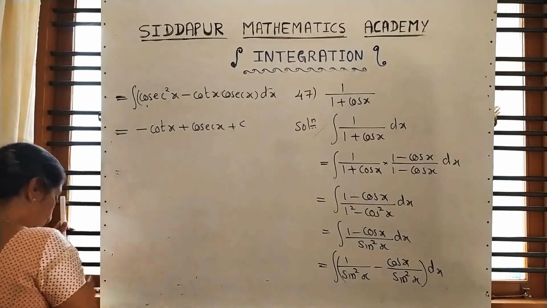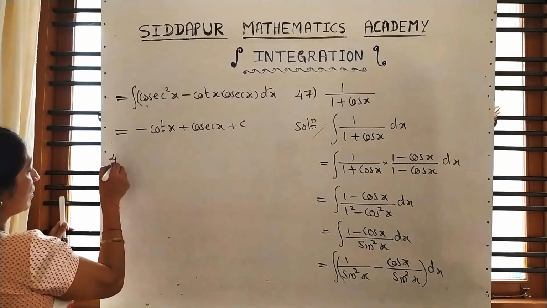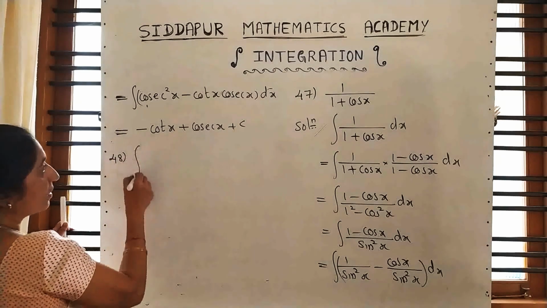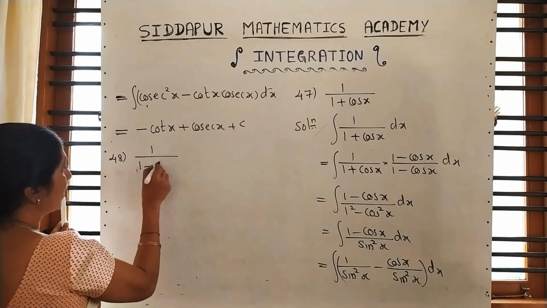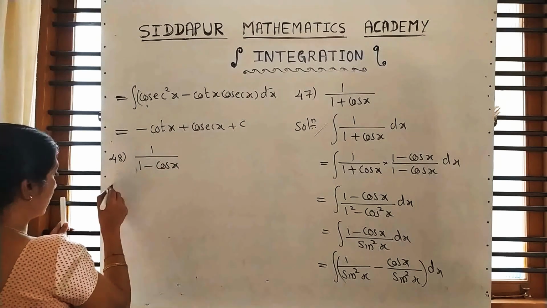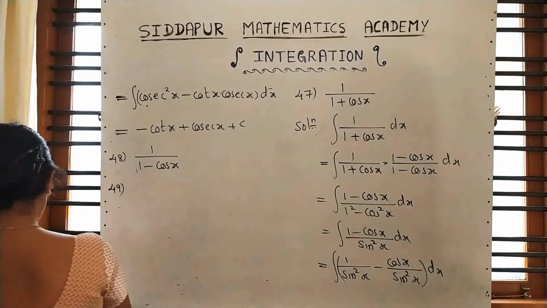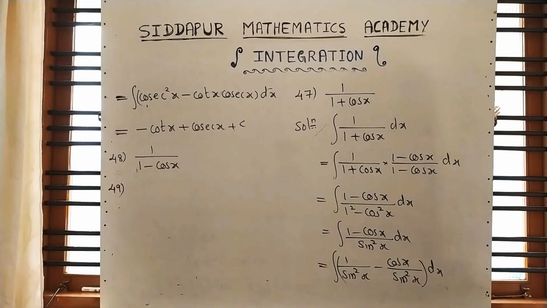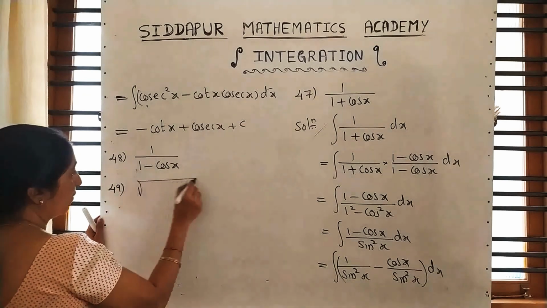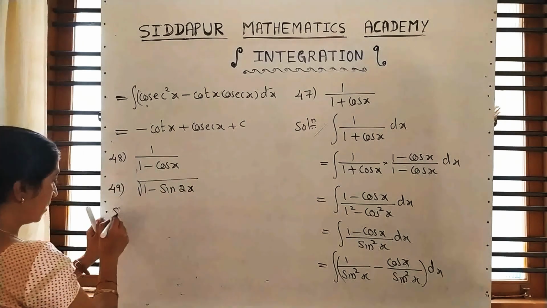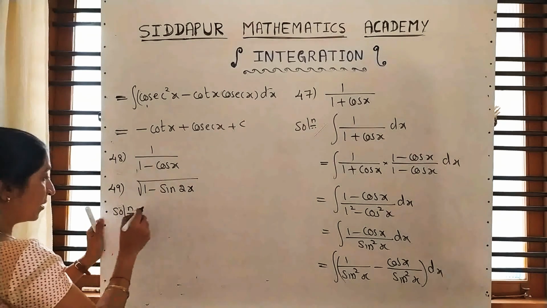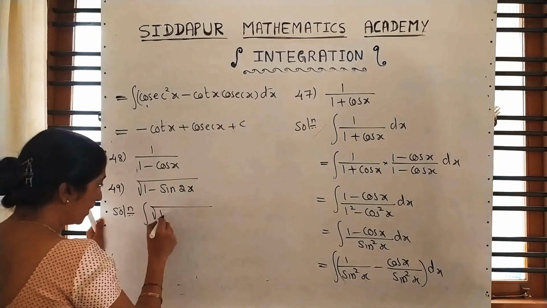Next question is for students. It is 1 upon 1 minus cos x. After that, the next one is question number 49. Root of 1 minus sin 2x. See students, first I will write with integral sign.